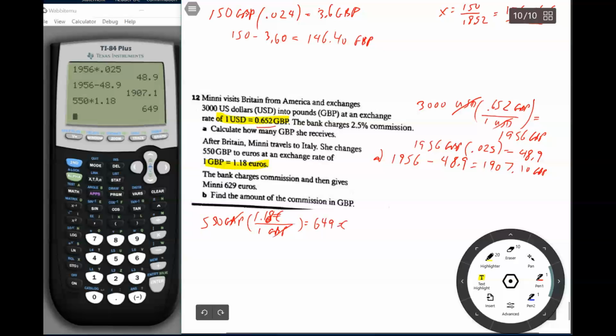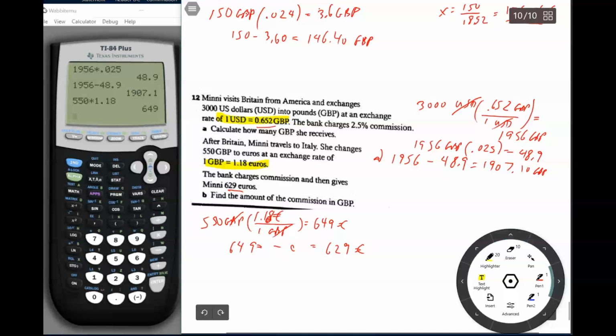The bank charges commission and then gives Minnie €629. Okay, so normally what we do is calculate the commission and subtract it and find what she ends up with. And do you see that what she ended up with is 629 here? So now it says find the amount of the commission, so this becomes kind of an algebra problem. So we have 629 minus the commission.